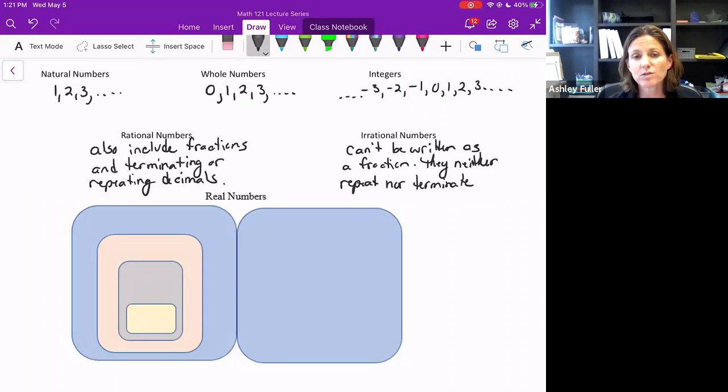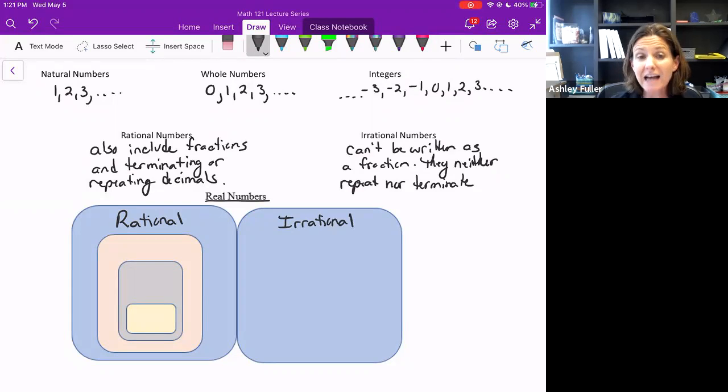I think a visual representation can be helpful. Notice down here, this diagram includes all the real numbers, and any number that I give you that is a real number, meaning it doesn't have an imaginary component, either has to be rational or it has to be irrational.